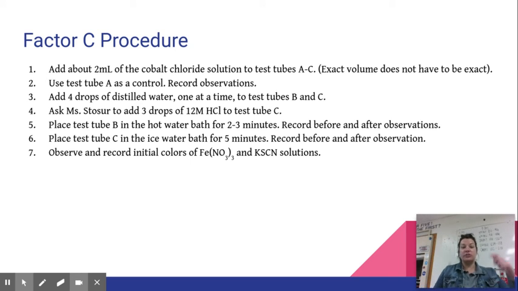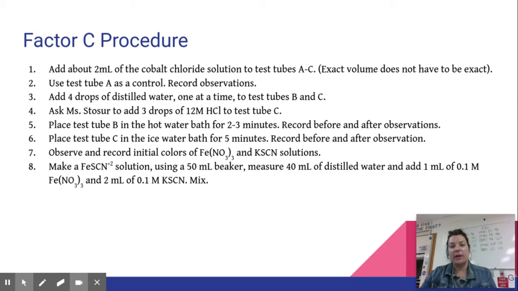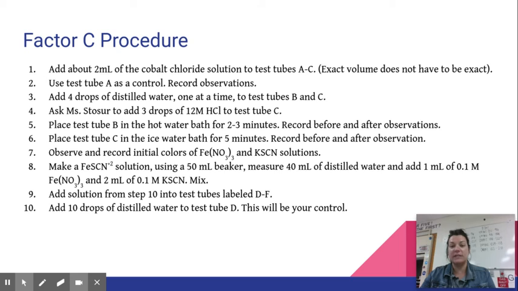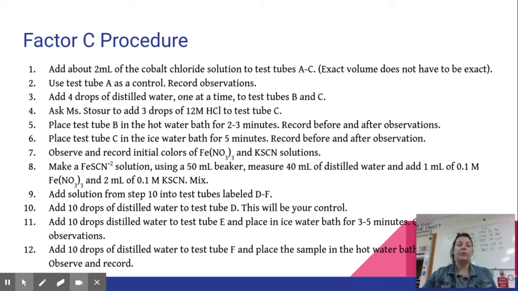And then steps 1 through 6 is part 1 of procedure C. Part 7 through the end is part 2 of procedure C. So we're going to observe initial colors. We're going to make a solution. We're going to do the same thing. We're going to label test tubes D through F. D is going to be control. And then we're going to add our 1st solution to E, ice water bath, our 2nd solution to F, hot water bath.